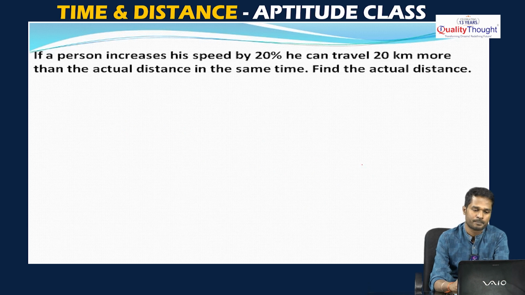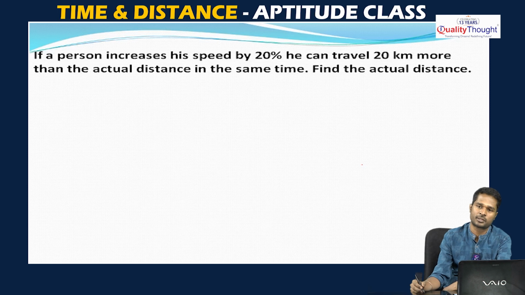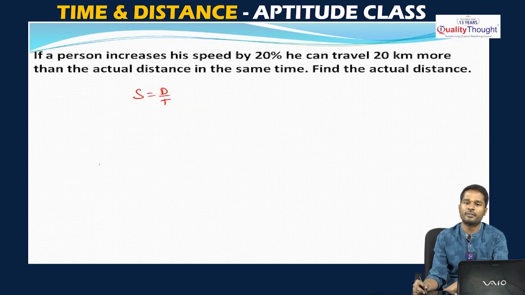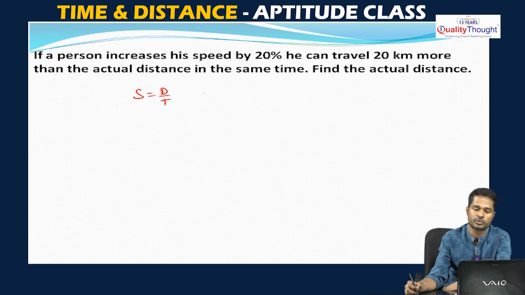The question says, if a person increases his speed by 20%, he can travel 20 kilometers more than the actual distance in the same time. Find the actual distance. We don't know his actual speed, so let's write it as s is equal to d by t.